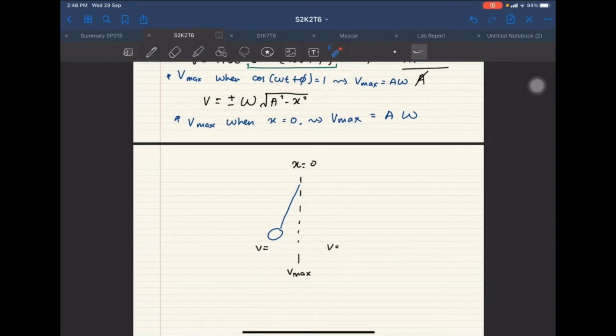Kalau dia dekat A tadi tu, X saya sama dengan berapa? Negatif apa? Negatif A. Sebab kita tahu amplitude dia berapa kan. So, negatif A lah. So, kalau negatif A, dekat sini dia jadi A, sebab square kan. So, dia jadi A. A square minus A square dia dapat berapa?